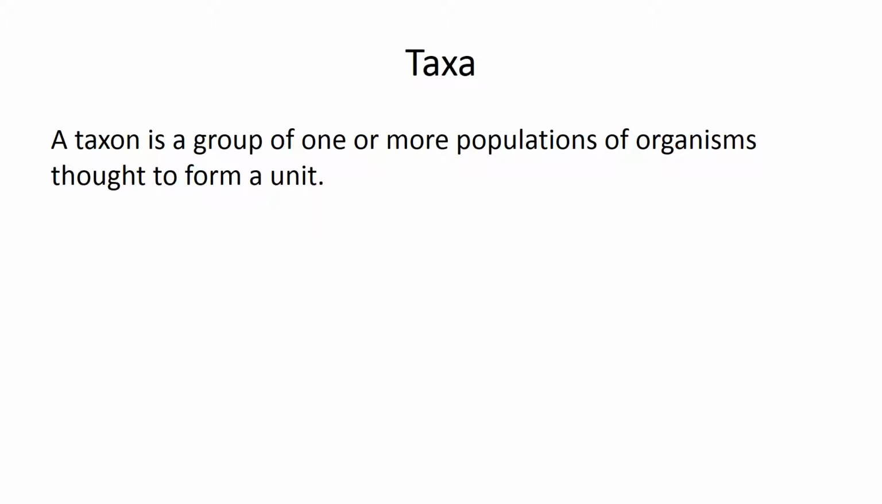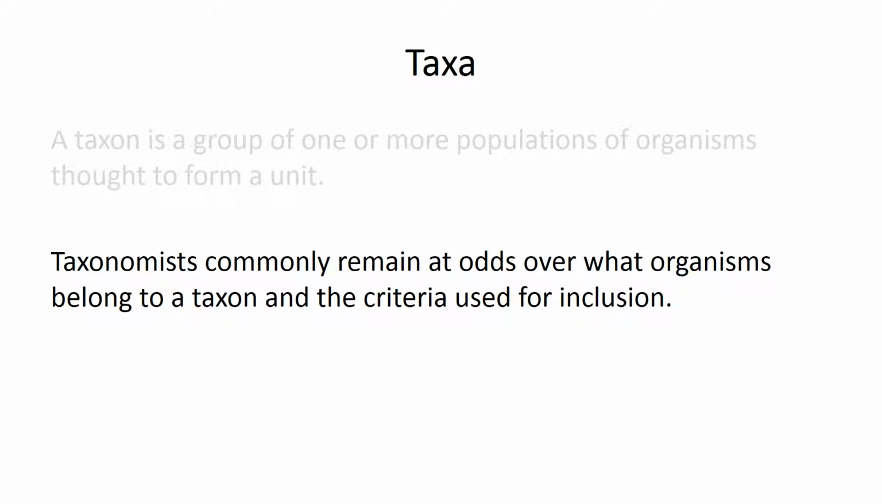Groups that are dealt with in taxonomy are referred to as taxa, or singular, a taxon. A taxon is a group of one or more populations of organisms thought to form a unit. Taxonomists commonly remain at odds over what organisms do or don't belong to a given taxon, and the criteria used for inclusion in that taxon.